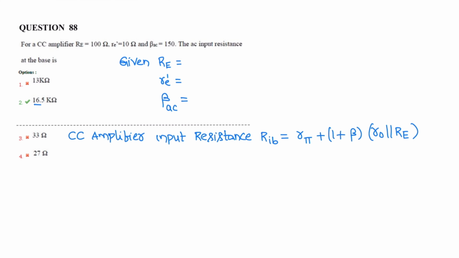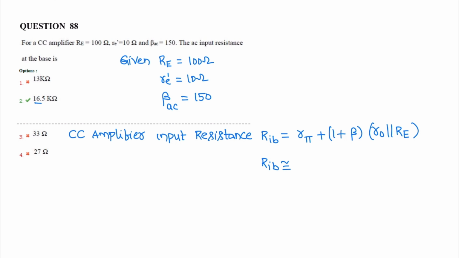Given capital RE, the resistor connected externally, is 100 ohms, small re is 10 ohms, beta AC is 150. Now RIB is approximately equal to R pi. So R pi value can be calculated as beta small re, that is beta 150 into 10, plus 1 plus beta, so 1 plus 150.